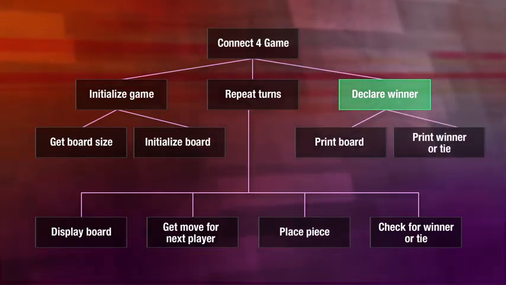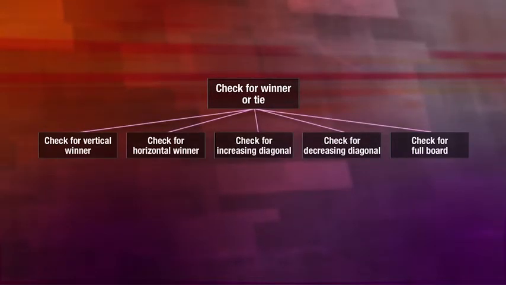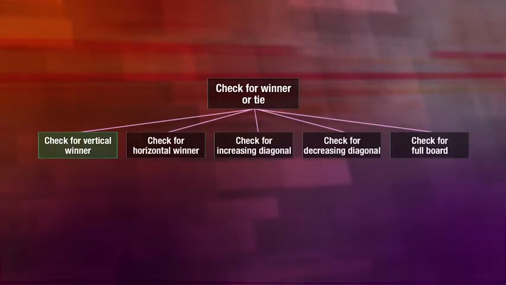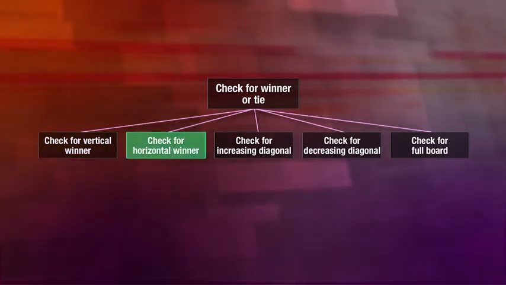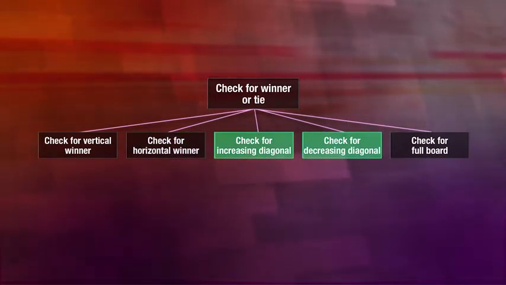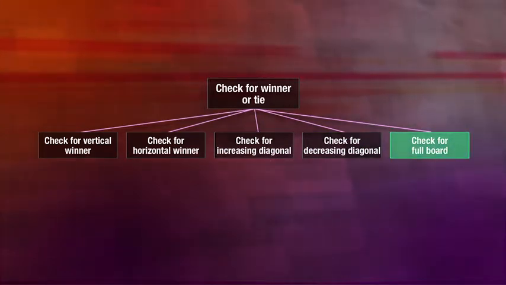Now, while most of those elements are now about as simple as they can be, checking for a winner can be broken down further. We'll need to check for various win conditions: a vertical win, where someone has 4 consecutive pieces in the same column, or a horizontal win, where someone has 4 consecutive pieces in the same row, and an increasing or decreasing diagonal, where a player has 4 consecutive pieces in an increasing or decreasing diagonal. And if none of those are the case, then we should check to see if the board is full, in which case it's a tie game.